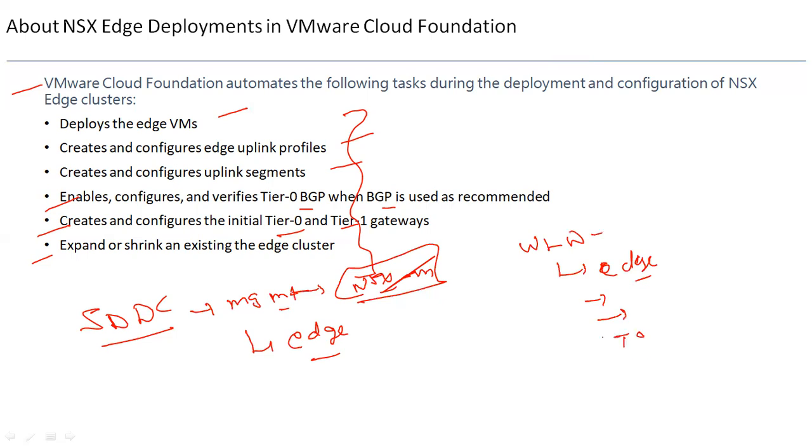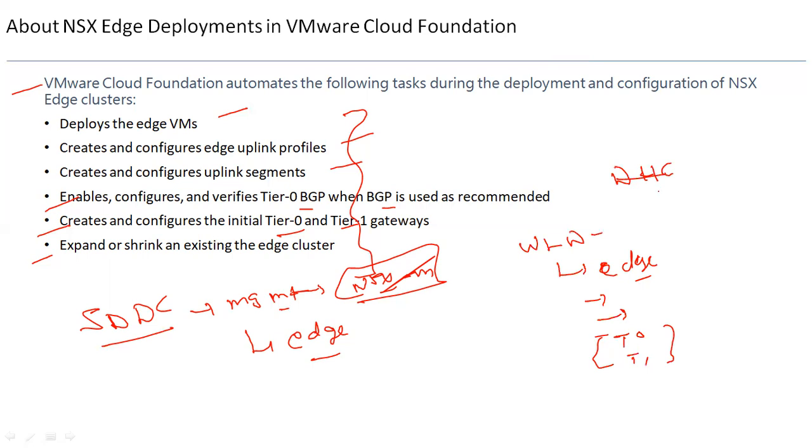What is T0? What would be T1? What would be my edge uplink? So what are all the constructs, all the prerequisites required? We have to keep ready an FQDN, DNS record, and DHCP, sorry, not for DHCP. DHCP could be available for assigning the IP pool, the overlay IPs to my edge nodes.